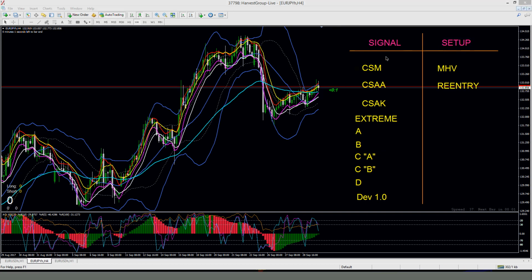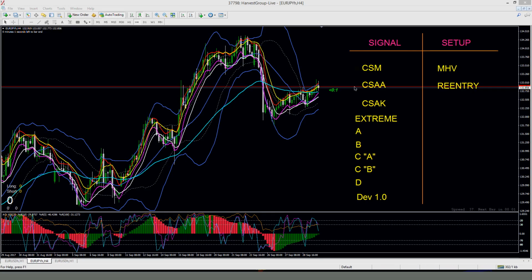Okay, let's start again. Let's move on to signals and setups. So obviously, in BBMA, there are four signals. The first one is candlestick momentum, which I already highlighted earlier on. Whenever you have a candle that closes outside the Bollinger Band, then this is candlestick momentum.